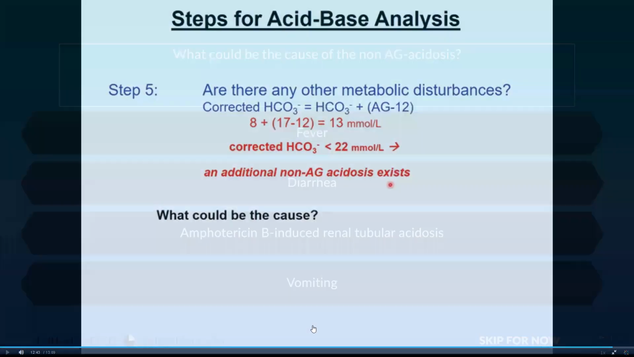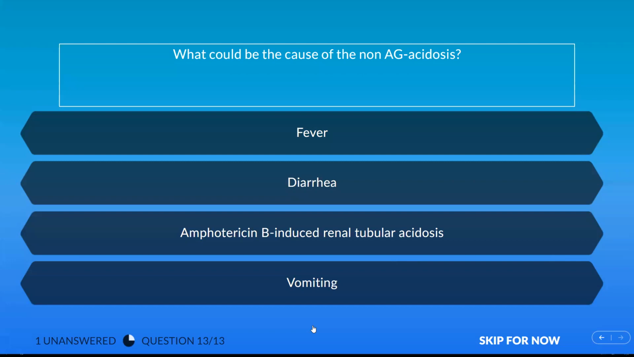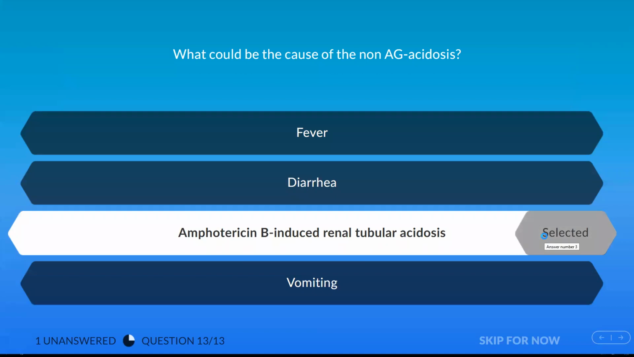What could be the cause of a non-anion gap acidosis? So this one is due to the amphotericin. Exactly, because amphotericin B, yes. What will it do? It will have nephrotoxicity and work on the channels and the tubules of the kidney, making pores and causing hydrogen ion back diffusion, okay? Yes, good.